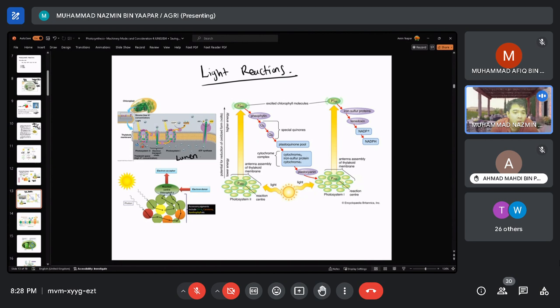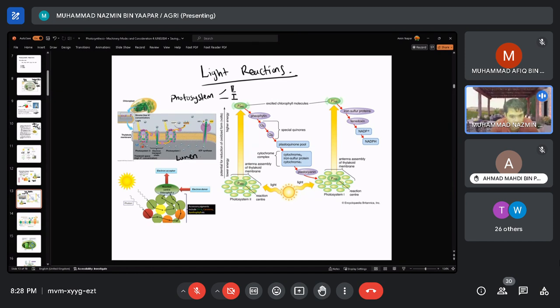Okay, so this is where the magic happens, because in the thylakoid membrane, there exists what we call photosystem. There are two: photosystem two and photosystem one. So this is PS2 here, and then this is PS1.